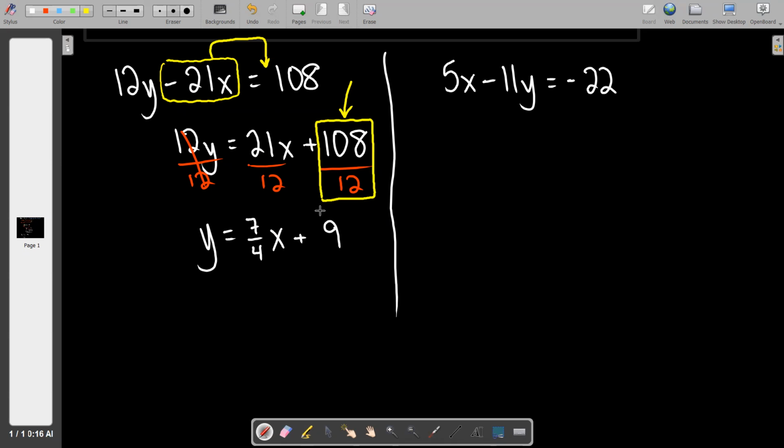All right. Who has to move? The 5x has to get voted off the island. And so when I bring down my left side, what will I bring down?